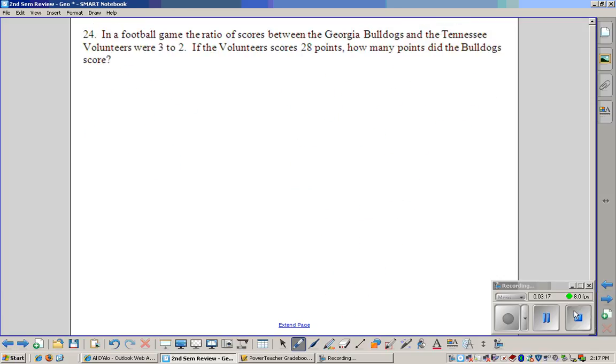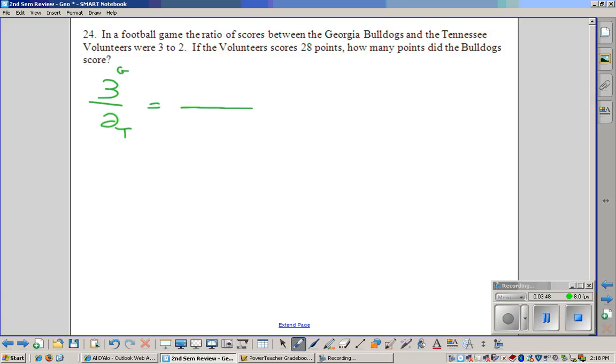And so this last problem here is an application problem. It's in a football game. The ratio of scores between Georgia Bulldogs and Tennessee Volunteers is 3-2. So there's a 3-2 ratio. If the Volunteers scored 28 points, how many points did the Bulldogs score? So this is a 3-2 ratio. The thing you have to be careful of is who's 3 and who's 2. So it says Georgia Bulldogs and Tennessee was 3-2. So this must be Georgia, and this must be Tennessee on the bottom.